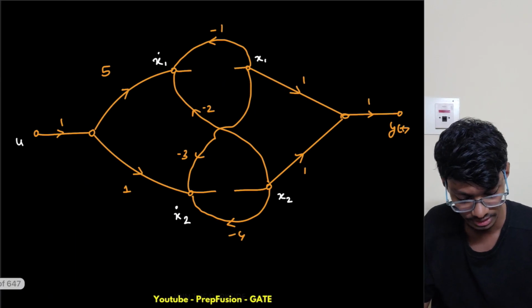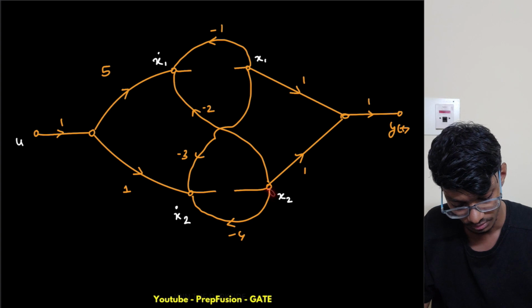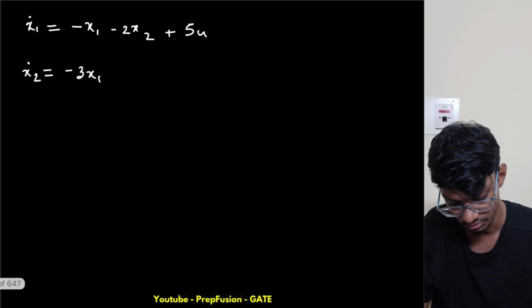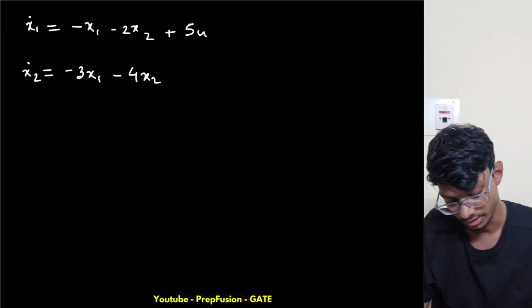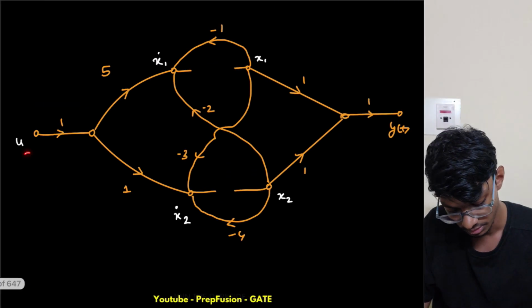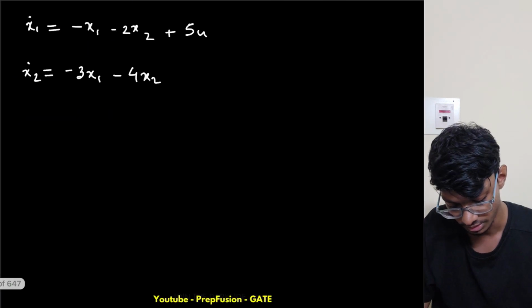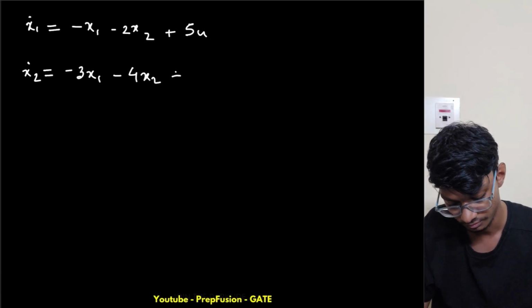And due to x2, is there any other path? Due to x2, this one only. Is there any other? No, this is against, this is also against. This is minus 4x2. So I get this path, and due to input, do I have any other path? 1 times 1, yes, only one path. I can't come from here. So it is plus u.